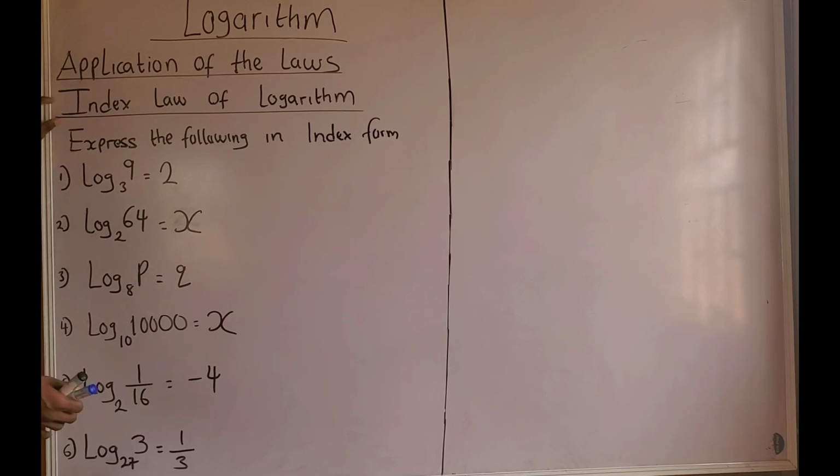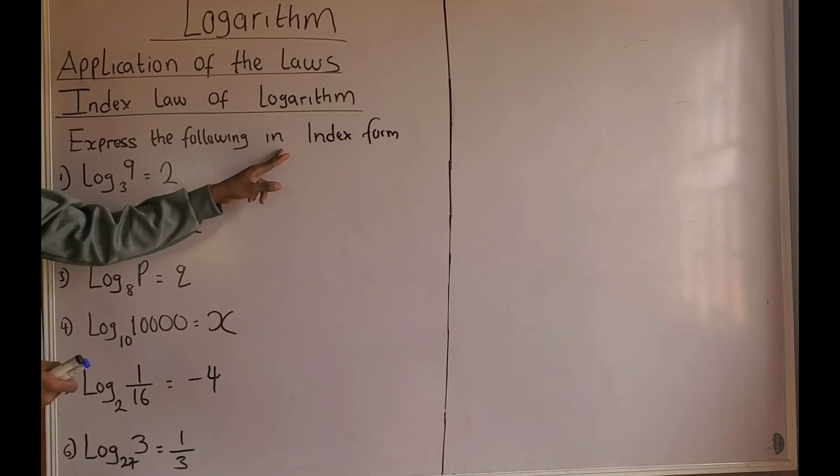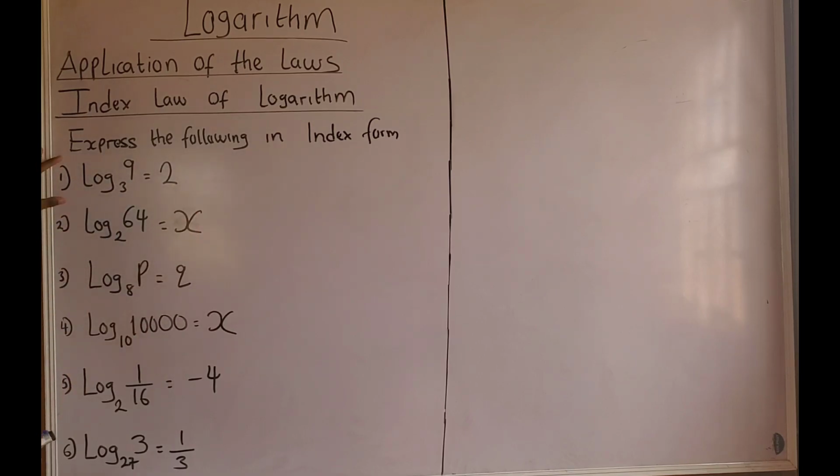So let's consider the question that we have on the board. We are looking at the index law of logarithm. We are asked to express the following in index form. The first question here is log 9 base 3 equals 2. We want to change log 9 base 3 equals 2 to index form.